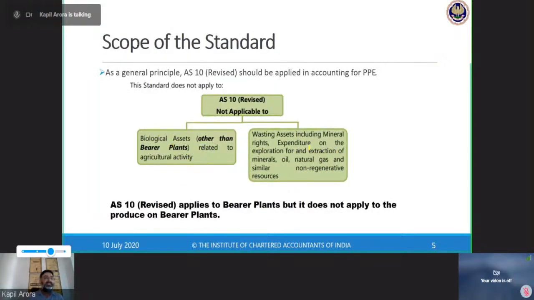So let's move further to what is covered and what is not covered in AS10. AS10, as we mentioned, talks about all the property, plant and equipment. It is applicable to all the PPEs. However, there are a couple of areas which are not going to be included under this. It says any biological asset related to agricultural activity. Now, what is a biological asset?